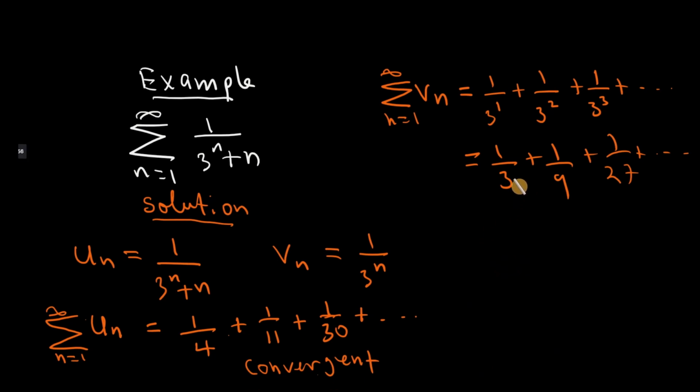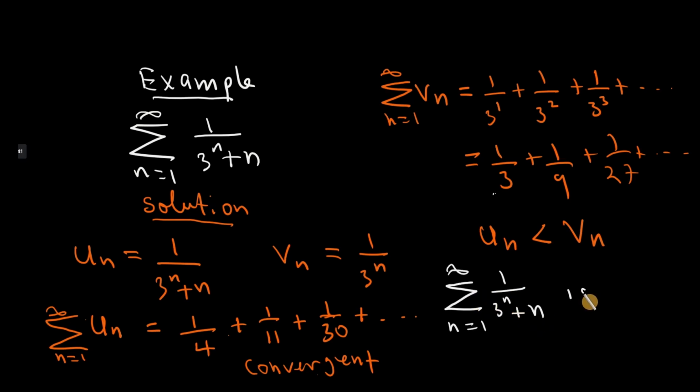We can also observe that for all n, un is less than vn. That is, 1/4 is less than 1/3. 1 over 11 is less than 1 over 9. 1 over 30 is less than 1 over 27, and so on. Since un is less than vn for all values of n, then we can conclude from the comparison test that the series summation 1 over 3 to the n plus n is convergent.